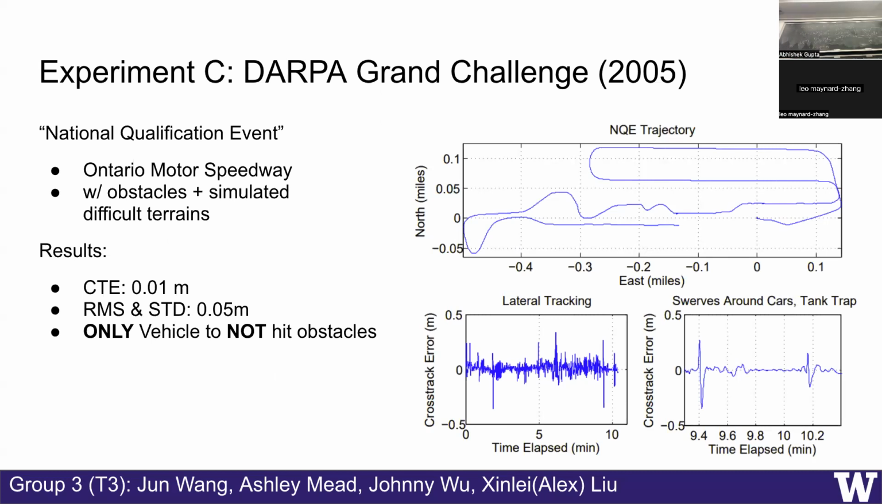So here are the results. The CTE is very low, 0.01 on average, and the root mean squared error and the standard deviation is 0.05. And a fun fact is that this is the only car that did not hit any obstacles in this whole qualification event.